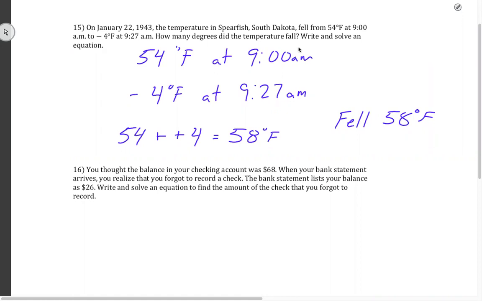That's insane. Now, you thought the balance in your checking book was $68. But then you got a statement that says it was actually $26. How much do you write a check for? Well, if I do 68 minus 26, I get $42. So the check was for $42.